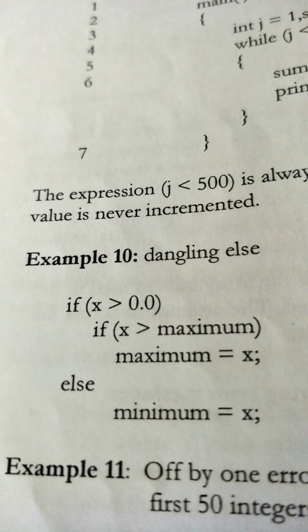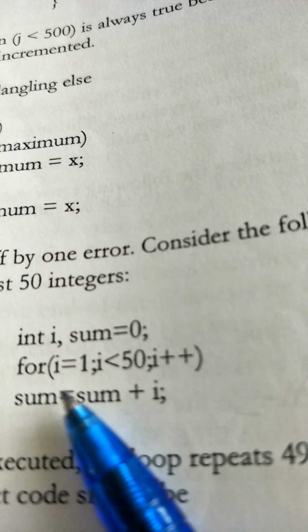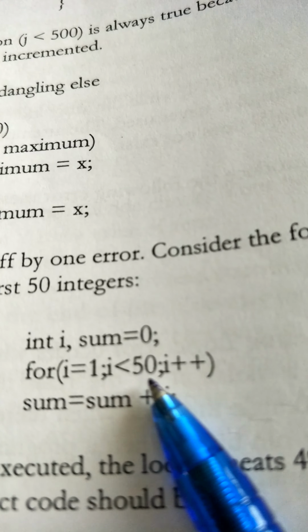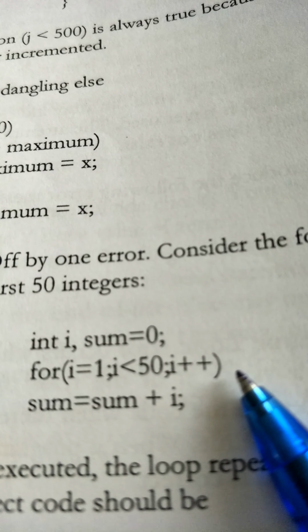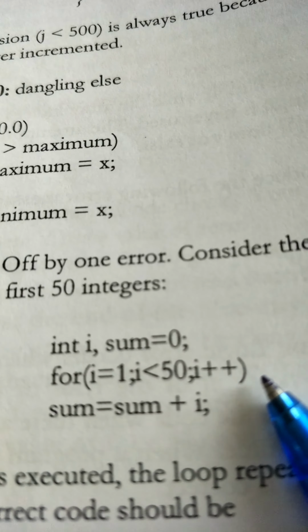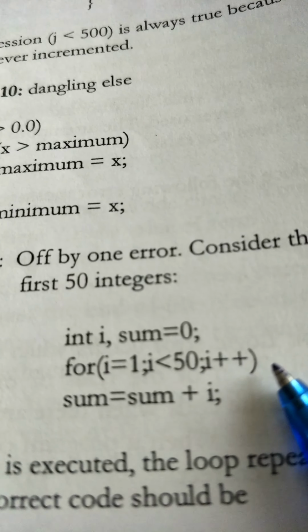This is another error. What is the error here? Sum equals sum plus i, for i equal to 1, i less than 50, i plus plus. Can you find what the error is here? Off by one error. What does it mean? Off by one error.